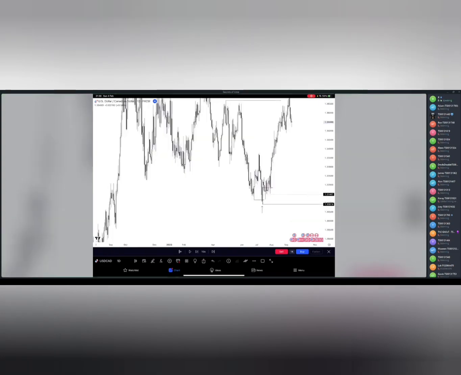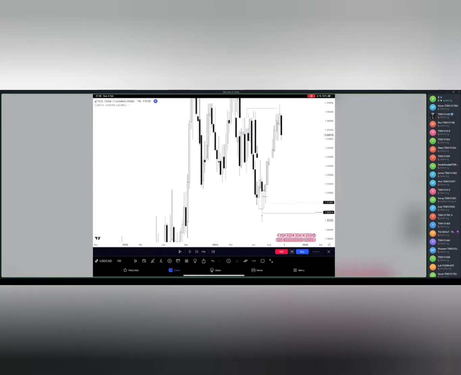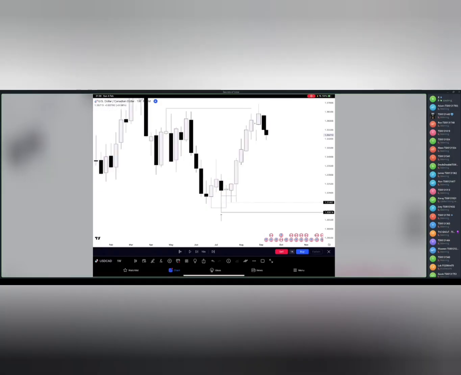And practice anticipating what the next weekly candle is going to look like. That is also very important.